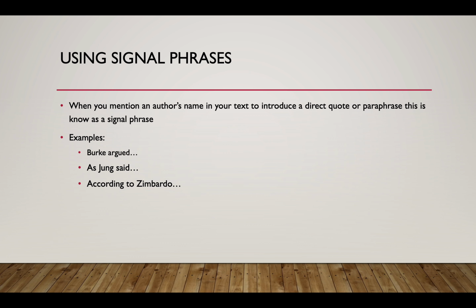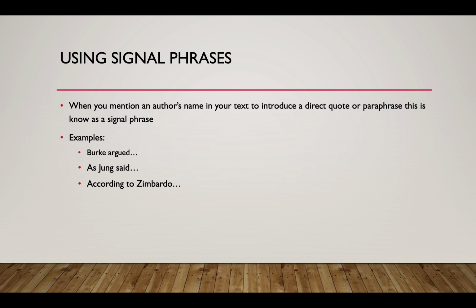Now we're going to talk a little bit about how to use sources inside of your paper. When you're using sources in a paper, there's multiple ways you can do it. You can use a direct quote, you can paraphrase, or you can use a signal phrase. These three are examples of signal phrases. I'm saying things like Burke argued, or as Jung said, or according to Zimbardo. I'm signaling that I'm using a source.